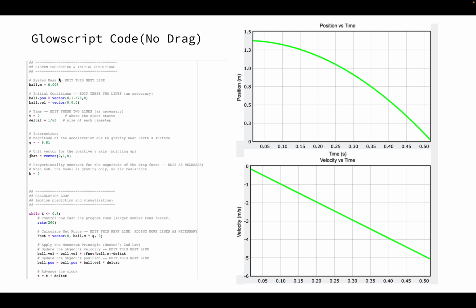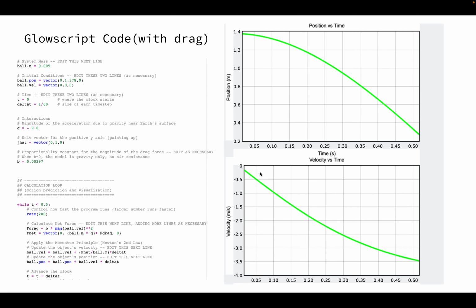Here's my GlowScript without drag. As you can see, my gravity is negative 9.81, which is the universally accepted gravity. My drag constant is 0, meaning there's no drag. And as you can see, here is the velocity update formula and the position update formula. And to the right, you can see that here is my position graph, and then here is my velocity graph. Because there's no drag, it's a constant acceleration, and therefore my velocity is linear.